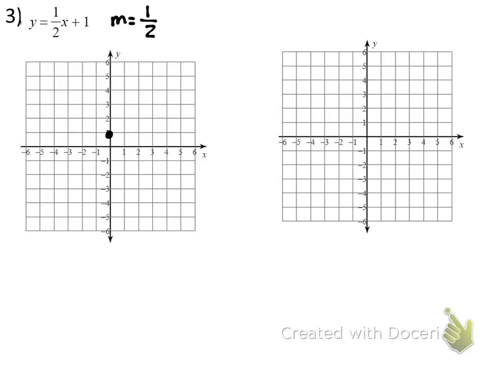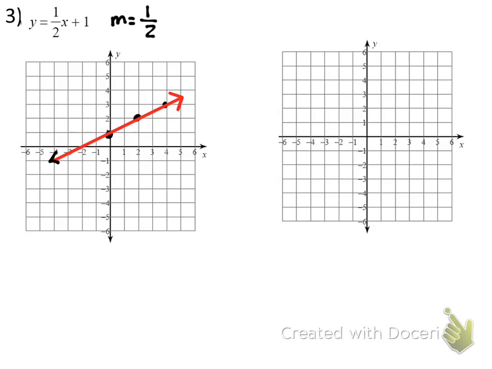I'll give you 15 to 20 seconds to do this. Go. Okay, so in this example, you're supposed to rise 1 and run 2 after you've plotted your y-intercept. Do that a couple times just so you have an idea which way your line's going. Draw your line through the points with a straight edge. And bada bing, you're done.